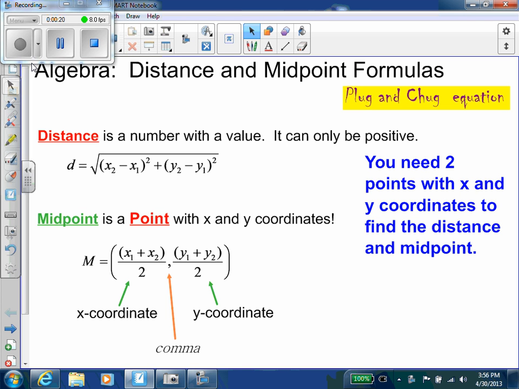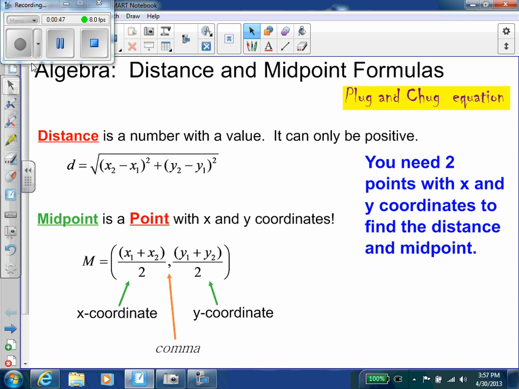The first thing is distance. Distance, you will actually get a number or a value, and it can only be positive. Sometimes you'll have a radical as an exact answer, and sometimes you will use your calculator to find the best estimate by putting the square root into your calculator and then rounding it per the instructions. You need 2 points with x and y coordinates to find the distance.